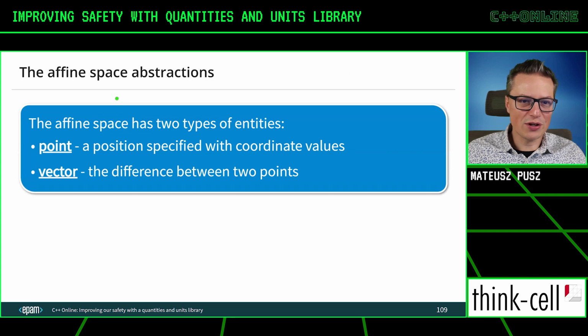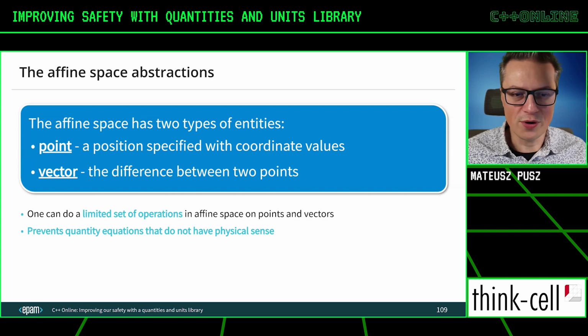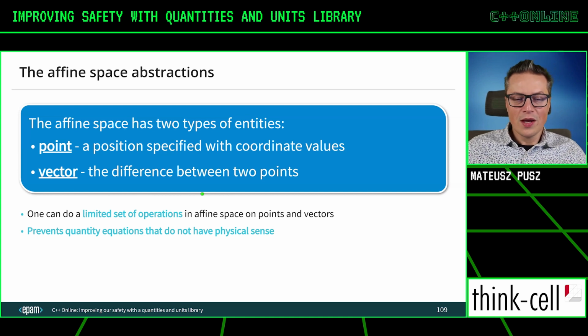Additionally, we have affine space abstractions. Affine space has 2 types of entities, points and vectors. A point is a position specified with coordinate values. A vector is a difference between 2 points. One can do a limited set of operations in the affine space on points and vectors. This basically improves the safety of your code and your products because it limits the number of operations and leaves only the code that makes sense on those abstractions.